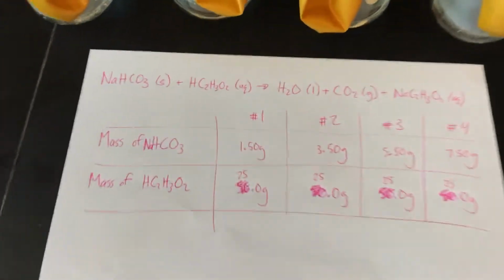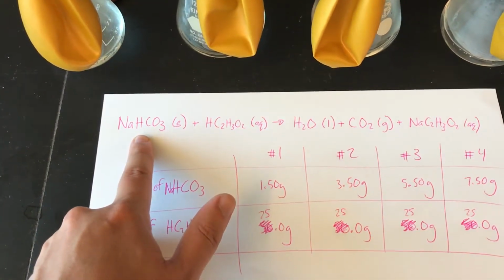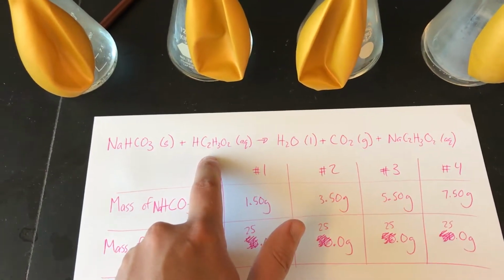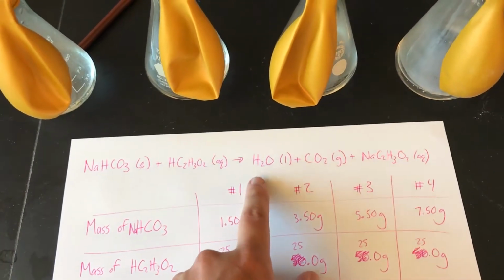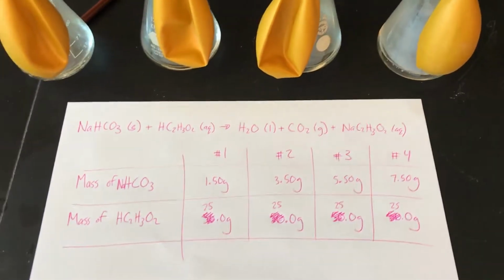So the reaction that we're going to be looking at is right here. This is baking soda, or sodium bicarbonate. I'm mixing that with vinegar, that's acetic acid right here. And we're going to be manufacturing water, carbon dioxide, and then floating around in the solution will be sodium acetate.